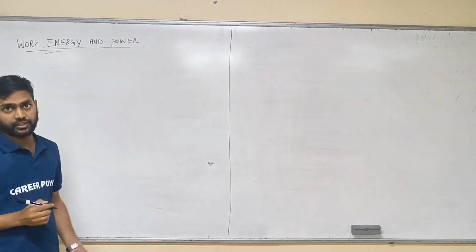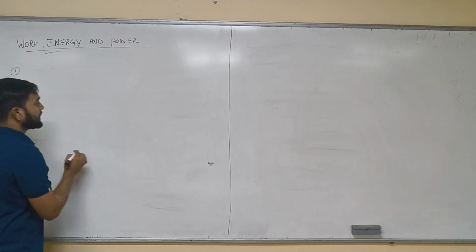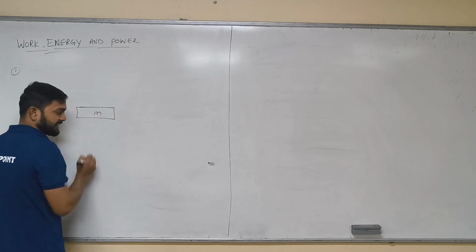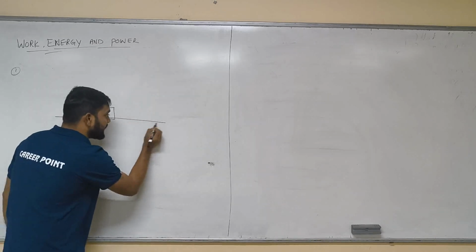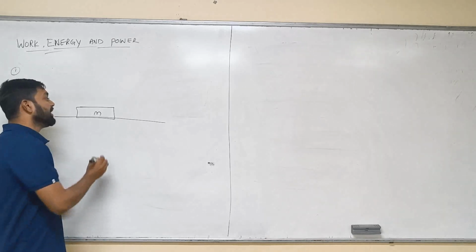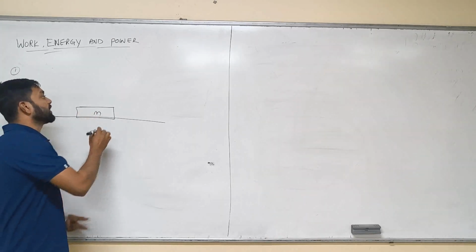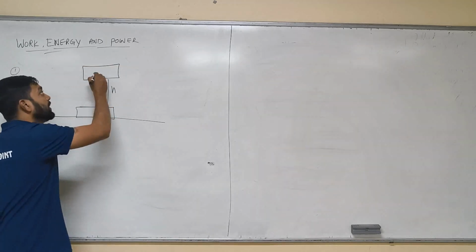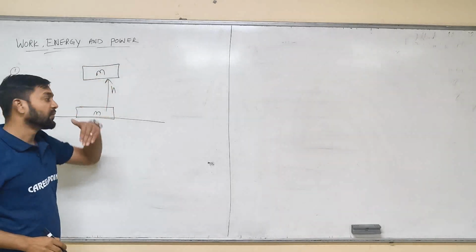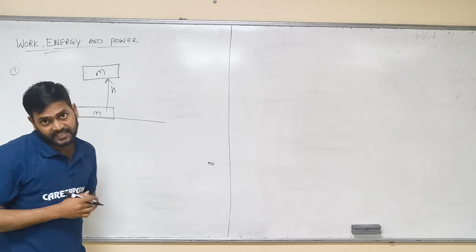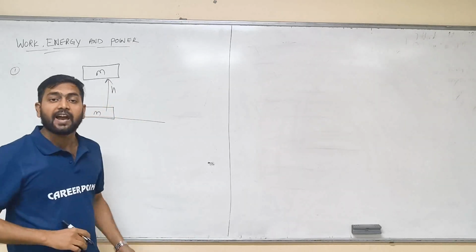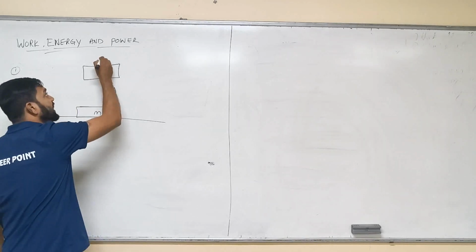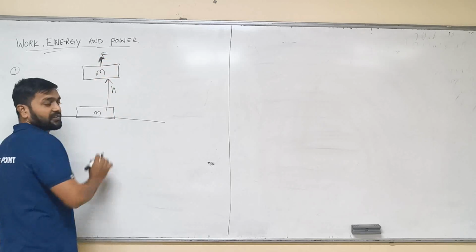Now we'll see a question. Let us take an object of mass m. Here I am considering it is Earth. If I raise this object to the height h, I am just raising this object towards the height h from the surface. So what is the sign of the work by the applied force and what is the sign of the work by the gravitational force? I just applied my external force F here.